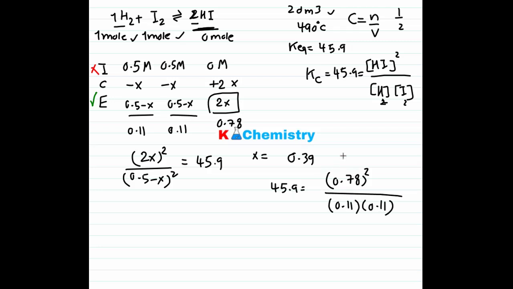So we have all the values. What was required to find? You found it already. You found the x, which gives the concentrations initially and at equilibrium. This is 0.11, 0.11, and this is 0.78.